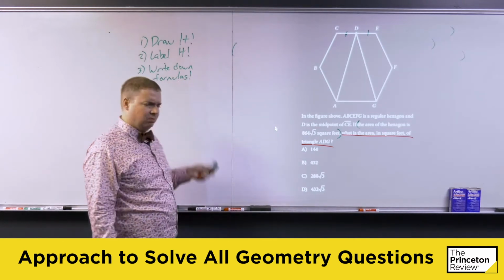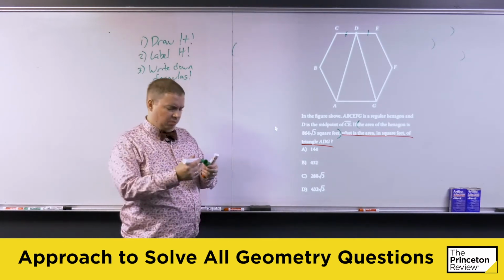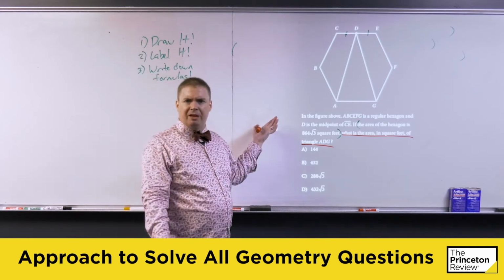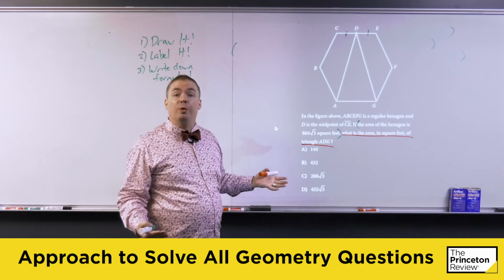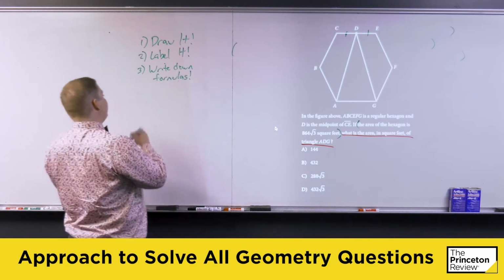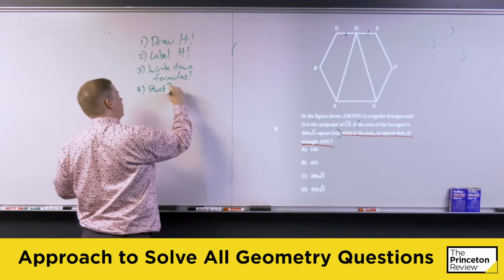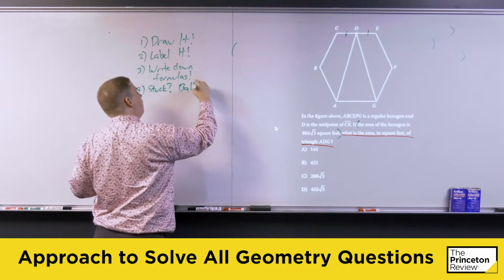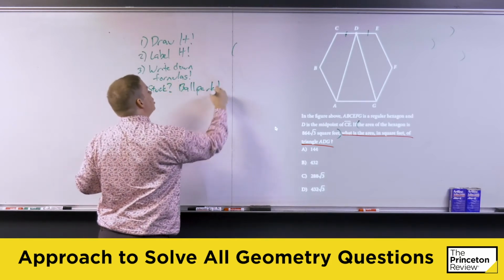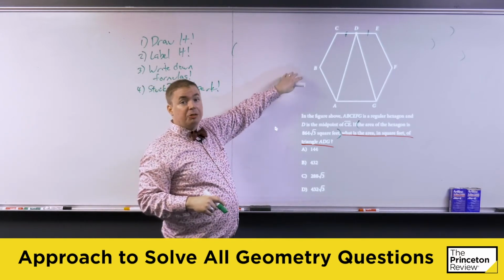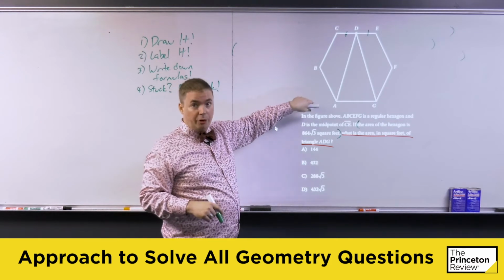Well, formulas. Area of a hexagon. I don't know the formula for area of a hexagon. They don't give us the formula for area of a hexagon. What do we do? If we're stuck, what we can do is ballpark. We know that if they provide a figure, it's going to be drawn to scale unless they tell us otherwise.